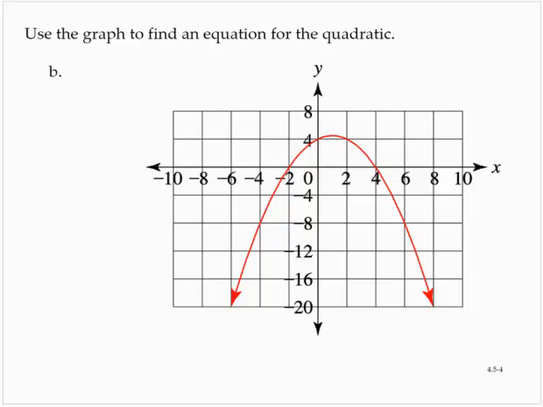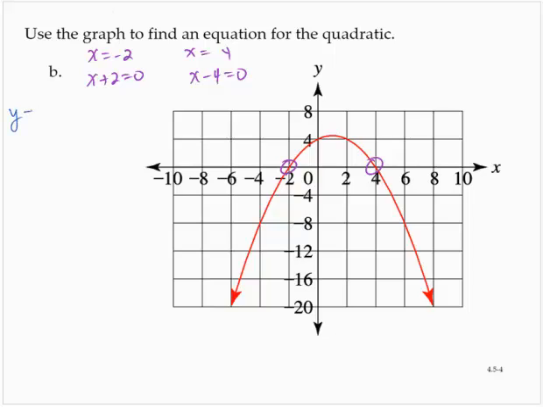All right, here's another one. Same basic idea. We have x-intercepts at -2 and at +4. X equals -2, which means that x plus 2 is 0. X equals +4, which means that x minus 4 is equal to 0.